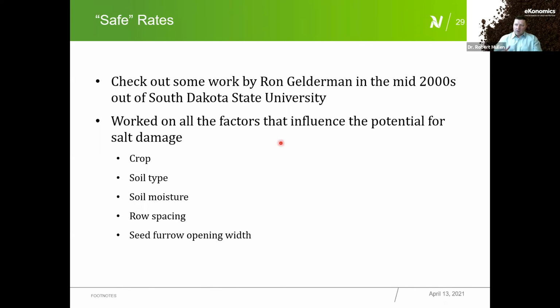So if you really want to play with what some safe rate calculations are, Ron Gelderman had done some work in the mid-2000s. I remember when this was being published out of South Dakota State University. He worked on all the factors that ultimately influence the potential for salt damage. That's going to be the crop. Is it a sensitive crop or is it not? What's the soil type? Again, if you're talking about a finer textured soil, it's going to hold more moisture. You can get away with higher rates of application. If it's a very coarse textured soil, doesn't hold a lot of moisture, your rates of application are going to be lower because there's greater risk of not having adequate moisture to dilute away the salt. Your salt concentration can get too high.